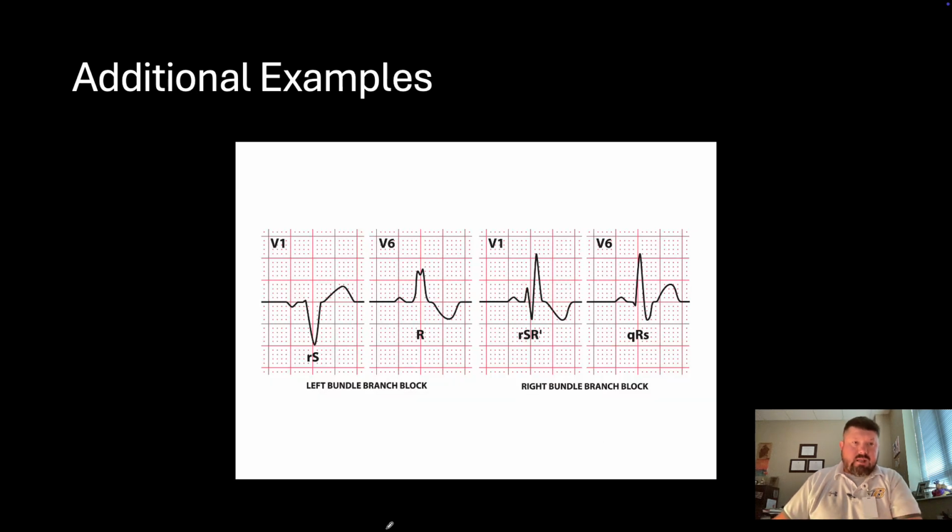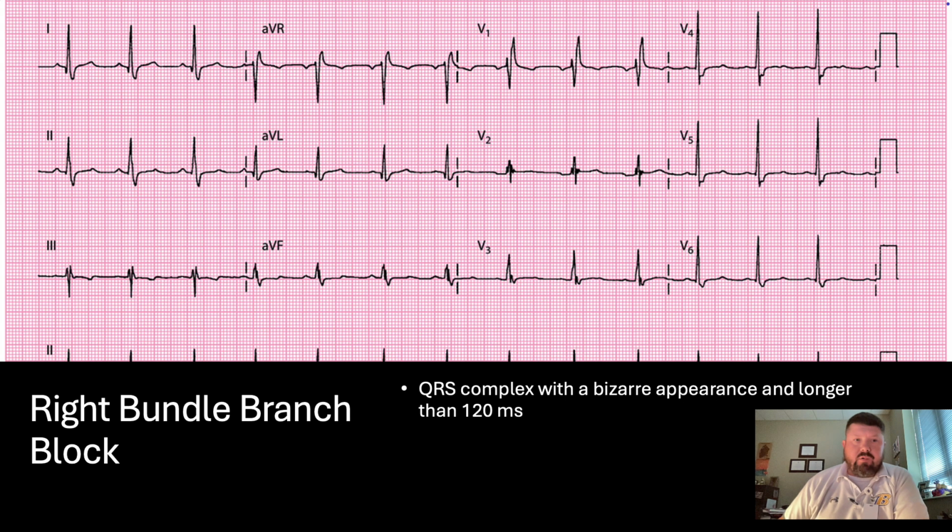So here's an example here. In V1, you've got the W, and here you've got the M, which is small, but you've got the M there. On the flip side, with the right bundle branch, you've got your R prime wave here in V1, and then you've got the W here with a slurred S wave or terminal S wave in V6. So here's an example here.